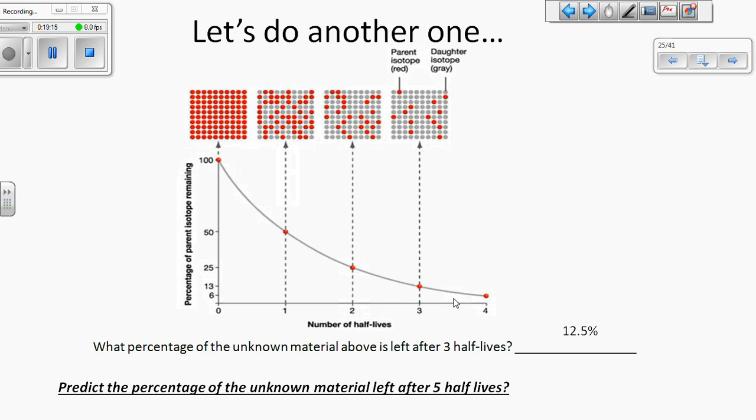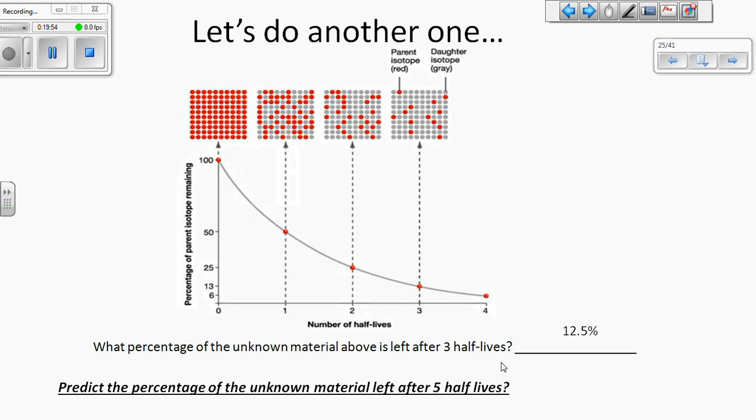So now, predict the percentage that would be left after 5 half-lives, okay? What would be left after 5 half-lives? Well, after 3 half-lives, we already know that there's 12.5% left. So if you take 12.5 and divide that in half, you would get 6.25. So 6.25% is what I would have left after 4 half-lives, okay? So then, if I wanted to know how much is left after 5 half-lives, I would take that 6.25%, divide that in half, which would give me 3.125%. So after 5 half-lives, I would have 3.125% remaining, okay?